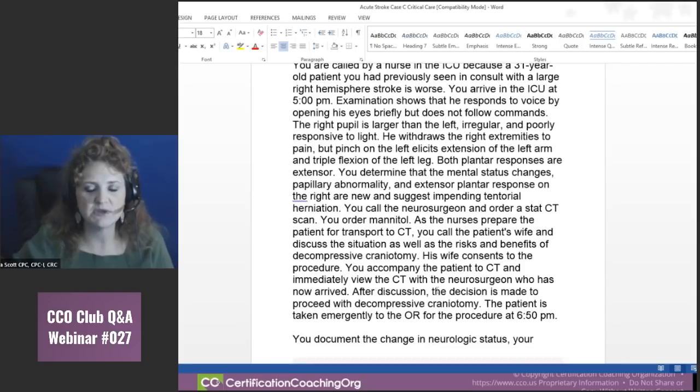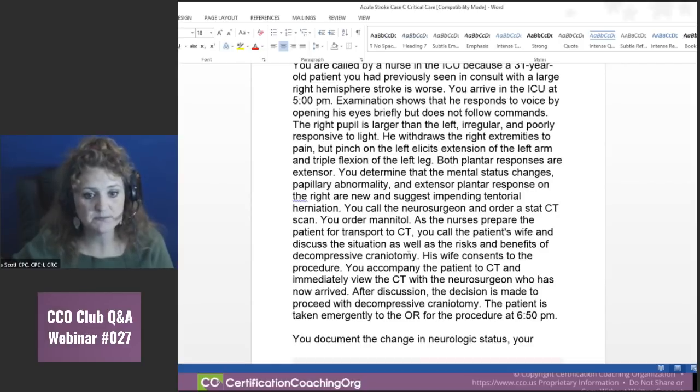You determine that the mental status changes, pupillary abnormality, and extensor plantar response on the right are new and suggest impending tentorial herniation. You call the neurosurgeon and order a CT scan right away. You order mannitol, which is something they give them to hopefully thin the blood out. As the nurse prepares the patient for transport to CT, you call the patient's wife and discuss the situation.